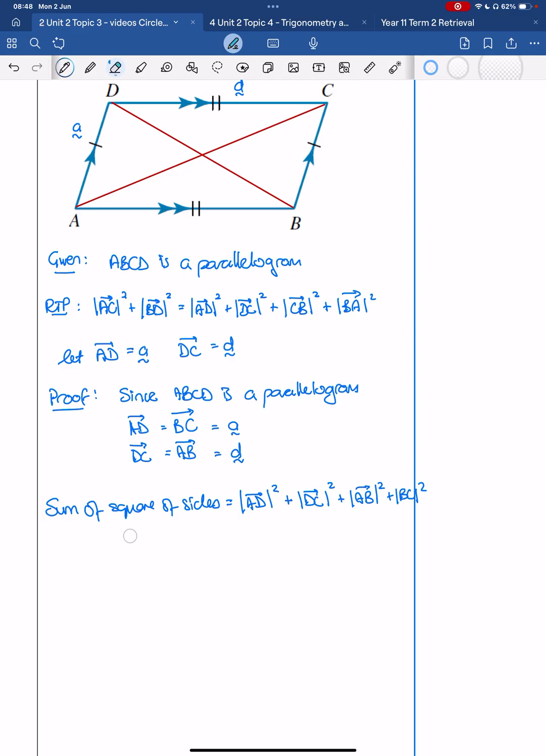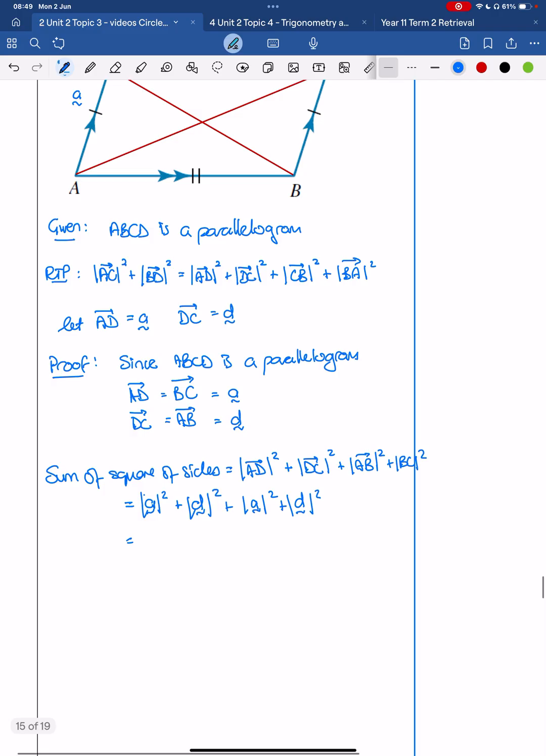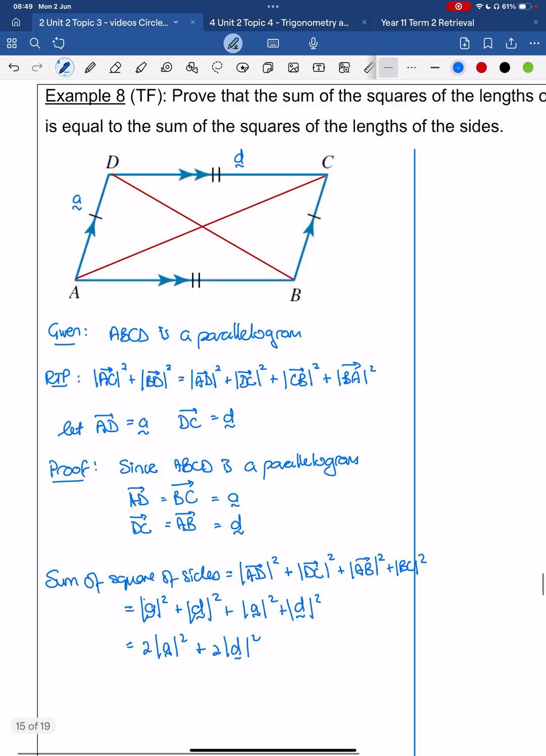Now I've called them a and d, so I can actually make that a whole lot easier. It'll be the magnitude of a squared plus the magnitude of d squared plus another a squared plus another d squared. And that works out to 2 times the magnitude of a squared plus 2 times the magnitude of d squared. Okay, so I've summed my sides. Now I need to figure out how to relate that to the diagonals.